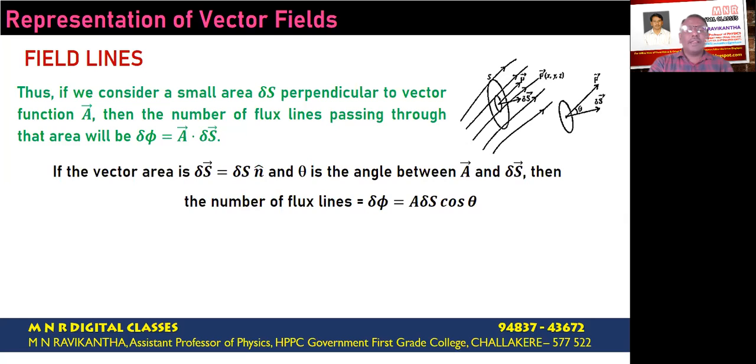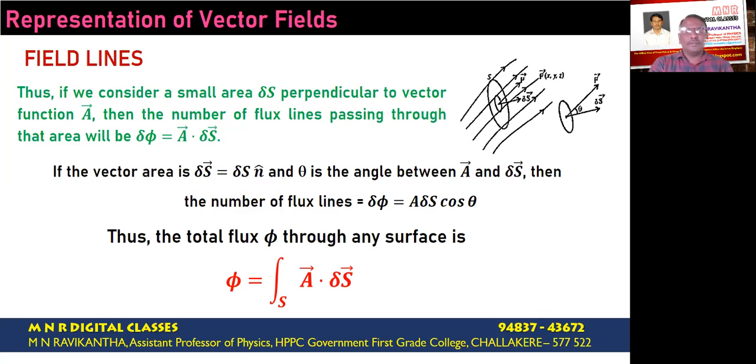If the vector area delta s bar is given by delta s times the unit vector n cap, and theta is the angle between a bar and delta s bar, then the number of flux lines is delta phi, which is equal to a ds cos theta. This is just the dot product, so we can write it as a ds cos theta.